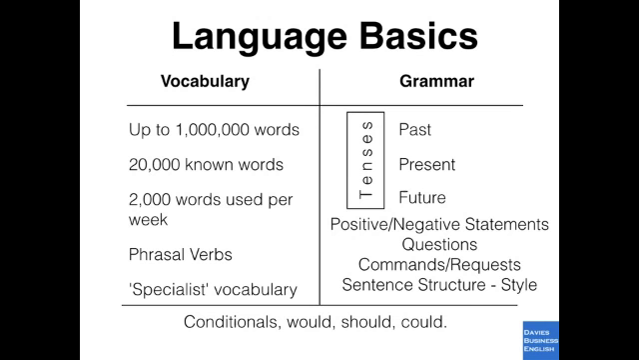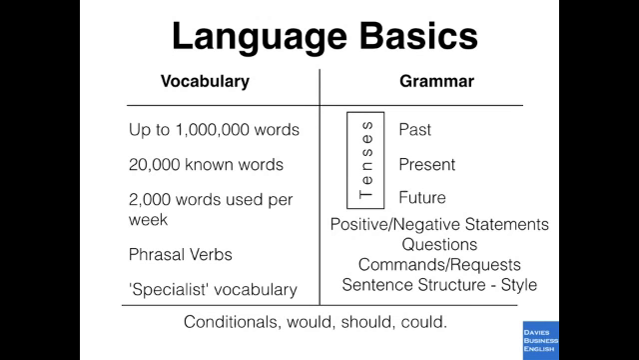In addition, for business, we're going to need to understand and use some phrasal verbs and maybe some specialist vocabulary. On the grammar side, we can break this down into the past and the present and the future tenses, positives and negatives, questions, commands and requests. Then we need to put the words in the right order to have the correct sentence structure. Add to that words like would, should and could, and you have covered most aspects of language. The good news is you already know a lot of this.